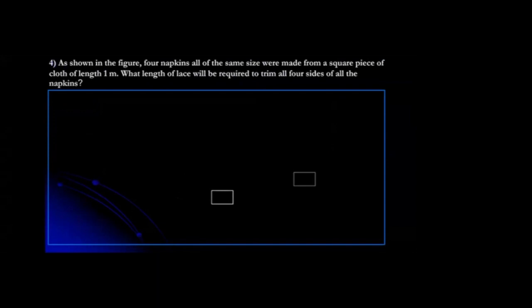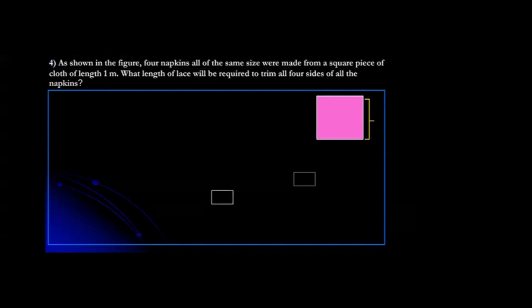Let's see the last sum of this practice set 44. See the question, children. As shown in the figure, 4 napkins, all of the same size, were made from a square piece of cloth of length 1 meter. One square piece of cloth is there whose length is 1 meter. And from that, we have to make 4 napkins which are of the same size. From same size, we can understand, children, that this is a figure of a square. The napkins which we are going to make from this square piece of cloth are also squares.